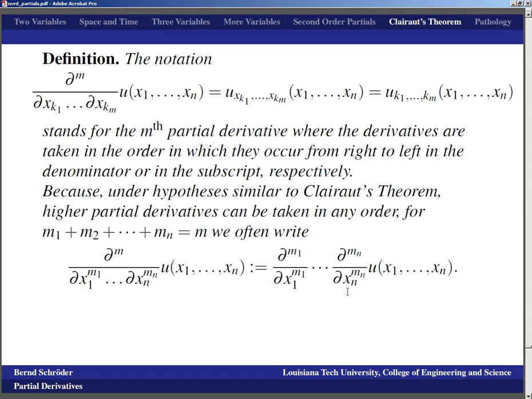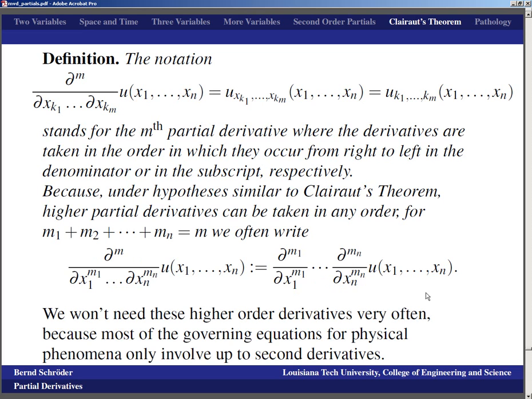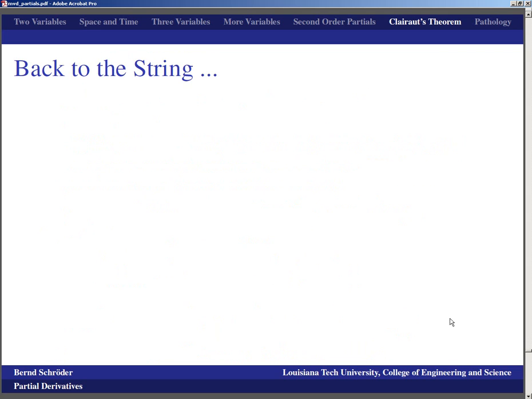That is something that allows us to sort things out a little bit, so we don't have to worry, if we take a really higher order partial derivative, in which order the partial derivatives are taken, and so we just aggregate. If we take 5 x1 derivatives and say 10 xn derivatives, then they're all just aggregated in these symbols. And the good news here also is that we won't need these higher order derivatives very often, because most of the governing equations for physical phenomena only involve up to second derivatives.